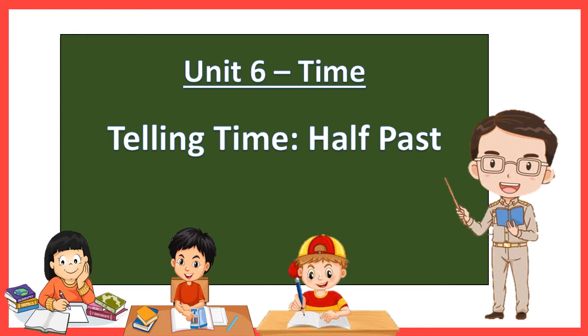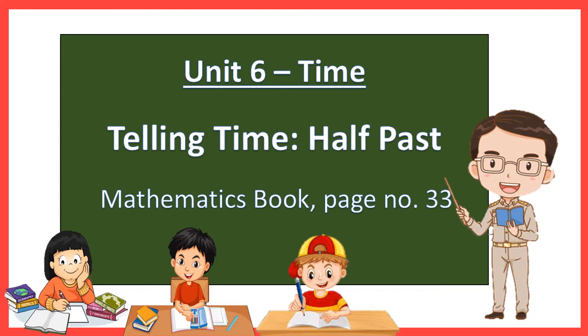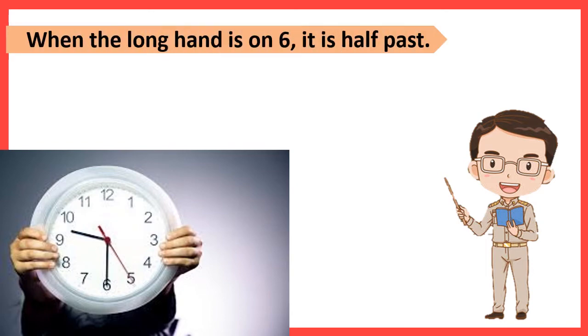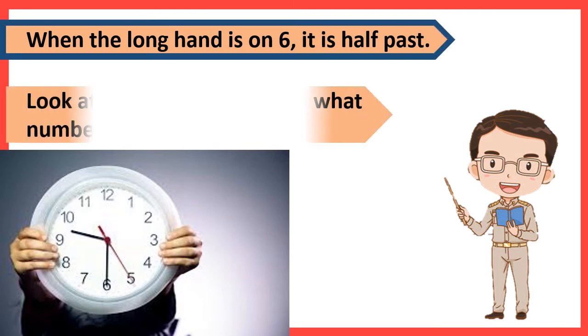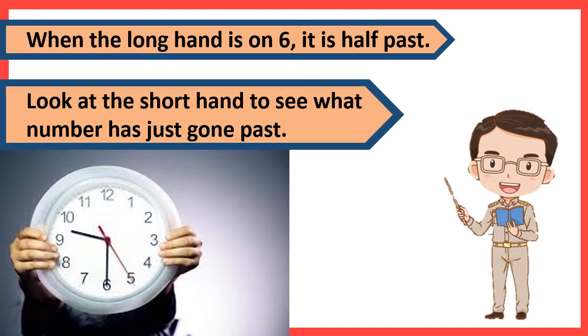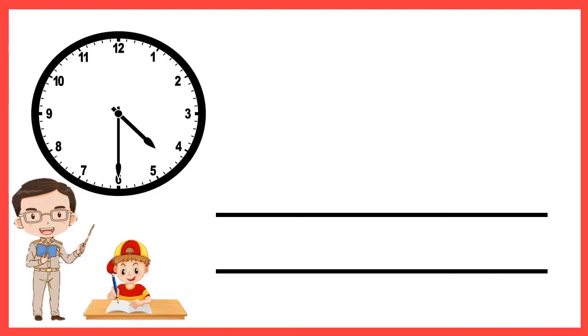Unit 6, time. Students, please open your book on page number 33. When the long hand is on number 6, it is half past. Look at the short hand to see what number has just gone past. So I have an example. Students, please take a look at the clock. The time is set in the afternoon.